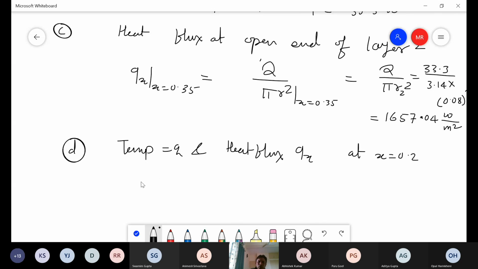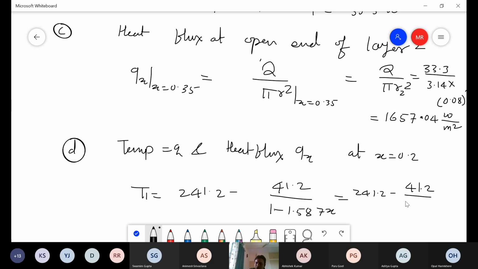So temperature is easy to find out. T1 can be directly written as 241.2 minus 41.2 divided by 1.1 minus 1.587x. So we can directly put the values here: 241.2 minus 41.2 divided by 1 minus 1.587 into x. In this case x is going to be 0.2. So what we are going to get is around 181 degrees Celsius. Is it clear to everyone?